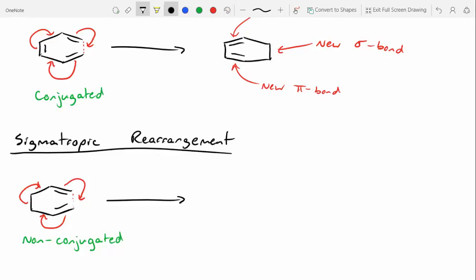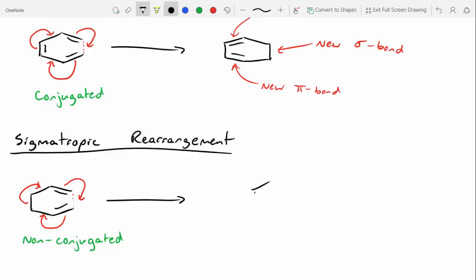So we can break sigma bonds in reactions. We can't break sigma bonds with resonance structures. This isn't a resonance structure. This is a true reaction. So we are making and breaking sigma bonds. So why didn't you break the sigma bond for the conjugated system? Because we didn't have to, right?